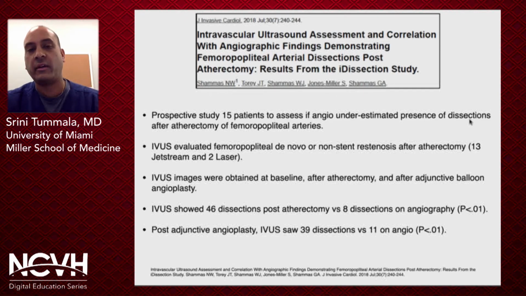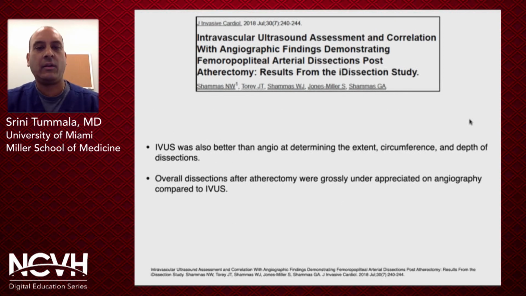Here's another study, a small study, about 15 patients, where they used IVUS to evaluate de novo FemPop stenoses and non-stent restenosis after atherectomy in patients. IVUS images were obtained at baseline, after atherectomy, and after additional balloon angioplasty. IVUS showed a significantly larger number of dissections post-atherectomy versus angiography. And post-additional angioplasty, IVUS also saw a significant increase in the number of dissections compared to angiography alone. And so IVUS here was better at determining the extent, circumference, and depth of dissections compared to angiography alone.